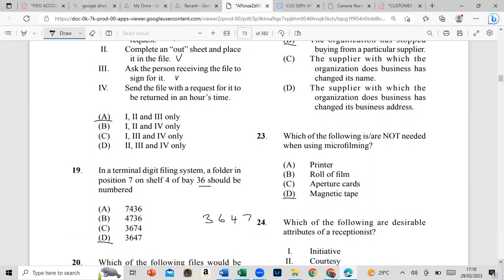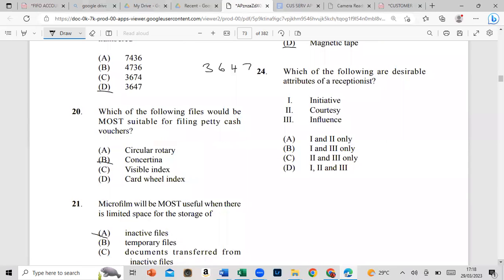All right, let's move on to 24. Which of the following are desirable attributes of a receptionist? 1. Initiative, 2. Courtesy, 3. Influence. Is it 1 and 2 only, 1 and 3 only, 2 and 3 only, or 1, 2, and 3? Initiative and courtesy. So that would leave us with A.